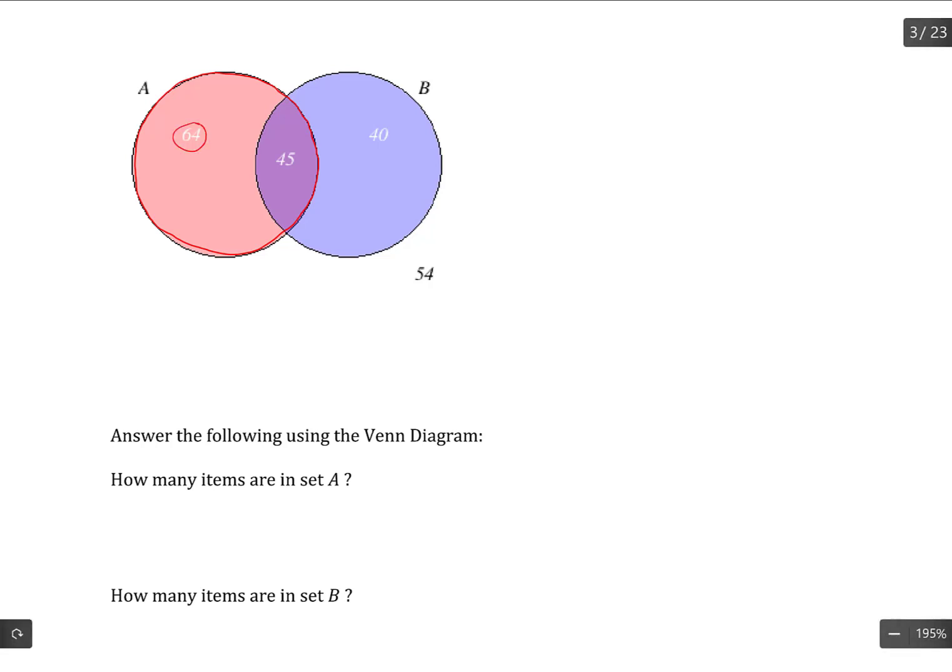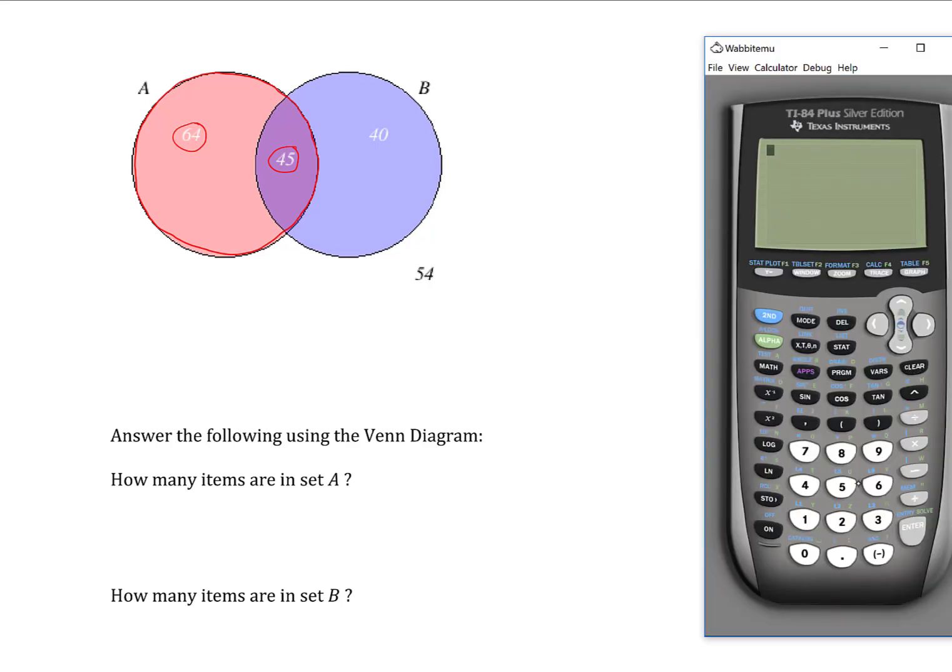There are 64 items here and 45 items here. So if we add those two values together, that's going to say how many items are in set A altogether. So 109.